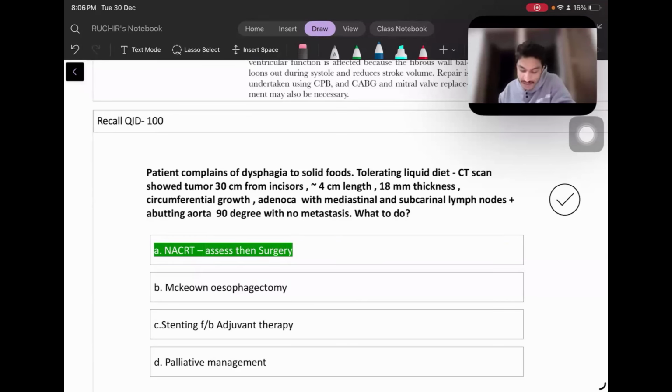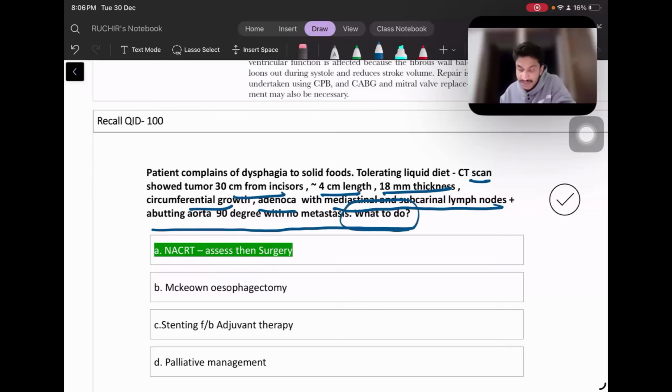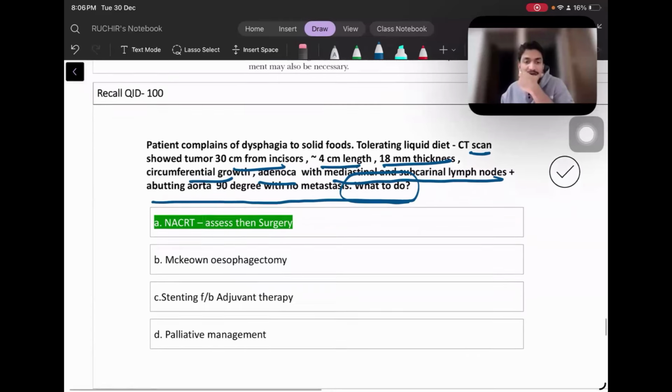Next question: dysphagia, tolerating liquid diet, CT scan showing tumor at 30 centimeters from the incisors, 4 centimeters in length, 18 millimeters thickness, circumferential growth, adenocarcinoma with mediastinal subcarinal lymph nodes with abutment of the aorta, with no metastasis. What to do? Is this scenario exactly how it is, or any change in this? And are the options okay?